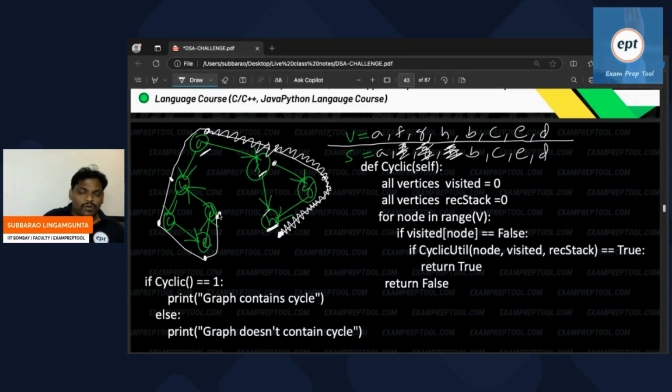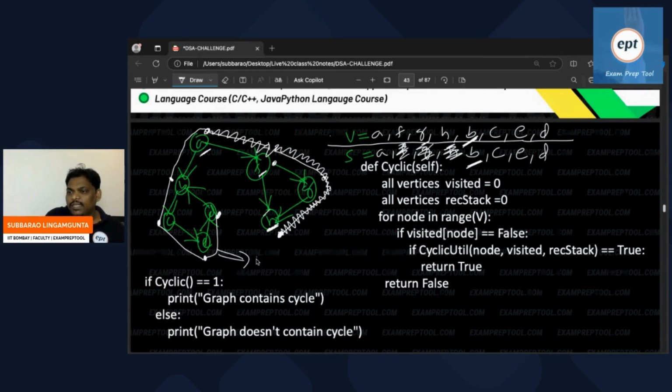Now observe. I am at D now. D adjacent is B. Everyone listen. D adjacent is B, but B is already visited. And one more thing, not only is it already visited, it is there in the stack also. That means cycle. Already visited alone doesn't mean a cycle. It should be there in the stack also.